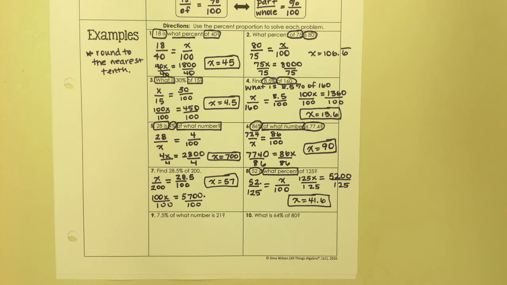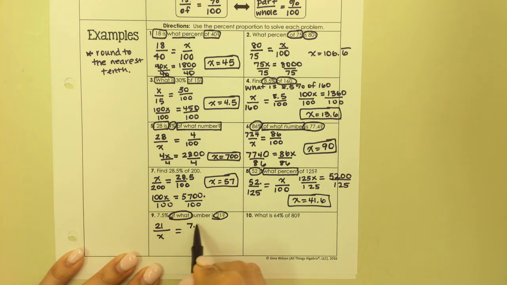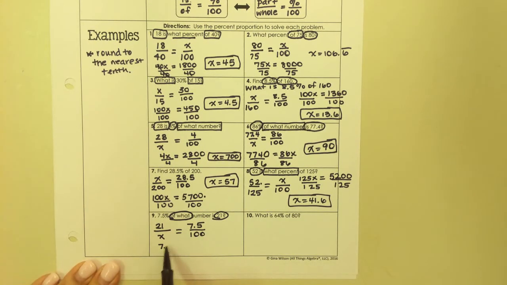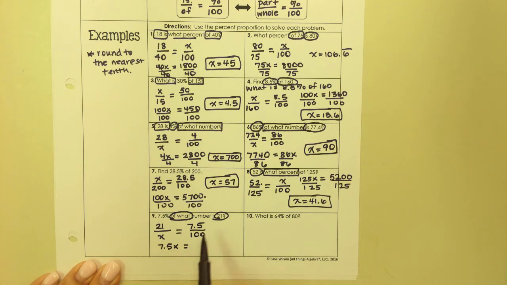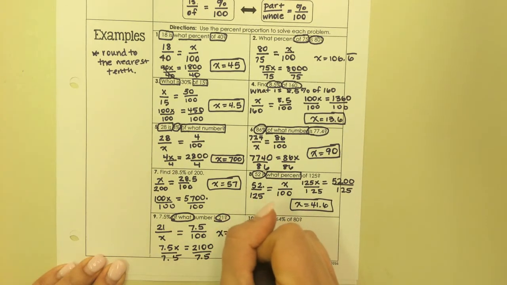Okay, 7.5% of what number is 21? Of what? That means that there's an x going where the "of" is. 21 is, so 21 up here. 7.5 has the percent symbol, so that's what's going over 100. Going to cross multiply, 7.5 times x is 7.5x. 21 times 100 is 21 times 1 is 21, 2 zeros, 2100. Divide by 7.5, and x equals 280.